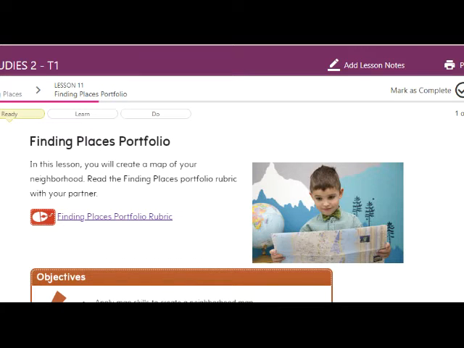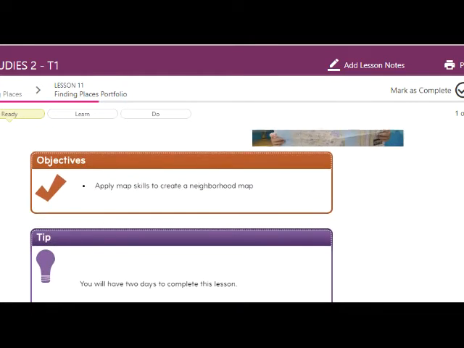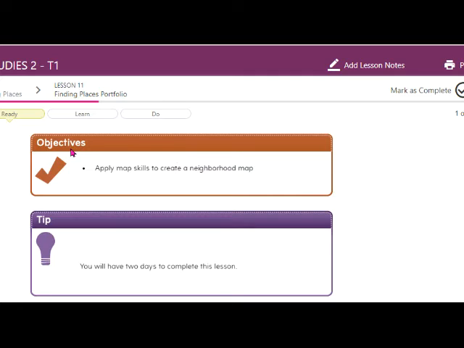Finding Places portfolio. In this lesson, you will create a map of your neighborhood. Read the Finding Places portfolio rubric with your partner. So we're going to read this rubric together after we make our map to check and ensure that we have everything. If you click on it right here, you can open and review it with your learning coach as well. Here is our objective. This is what we want to do. Apply map skills, that means use your map skills, to create a neighborhood map. You will have 2 days to complete this lesson, so you can do it in 2 parts.